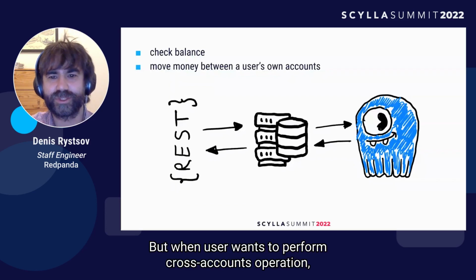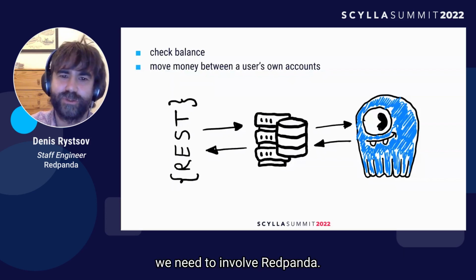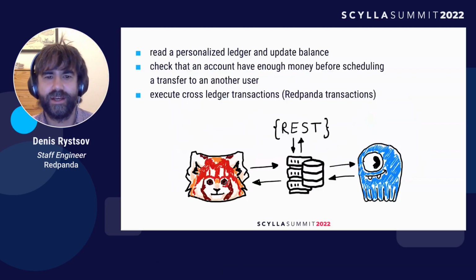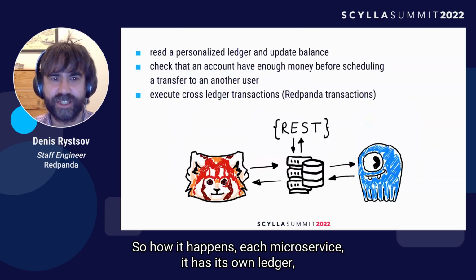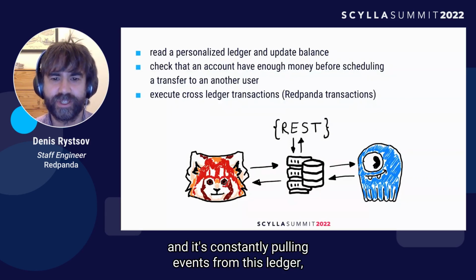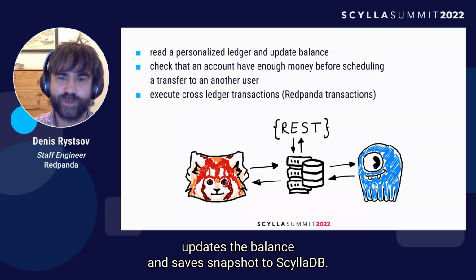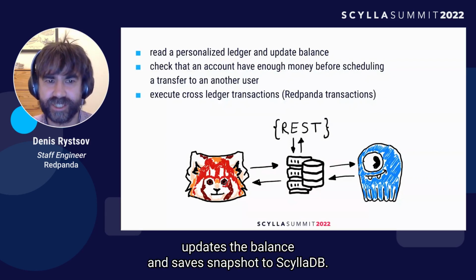But when a user wants to perform a cross-account operation, we need to involve Redpanda. So how does it happen? Each microservice has its own ledger, and it's constantly pulling events from this ledger, updating the balance, and saving a snapshot to Scylla.